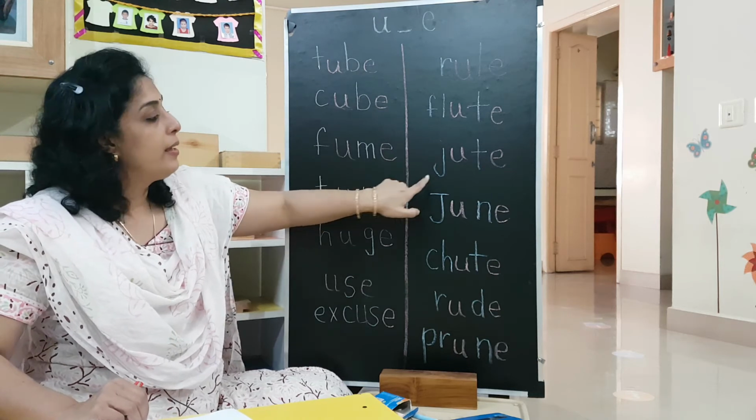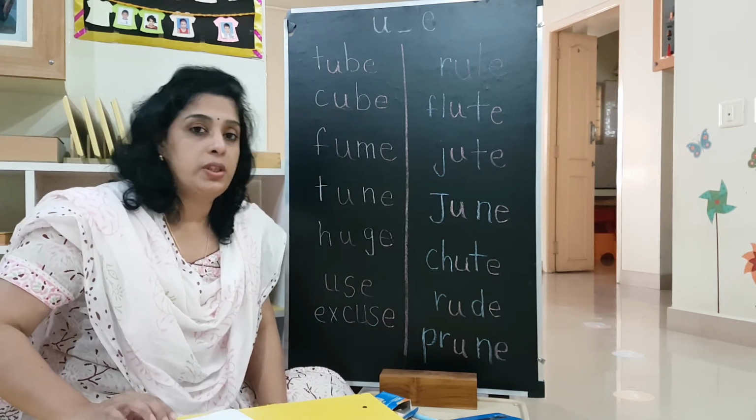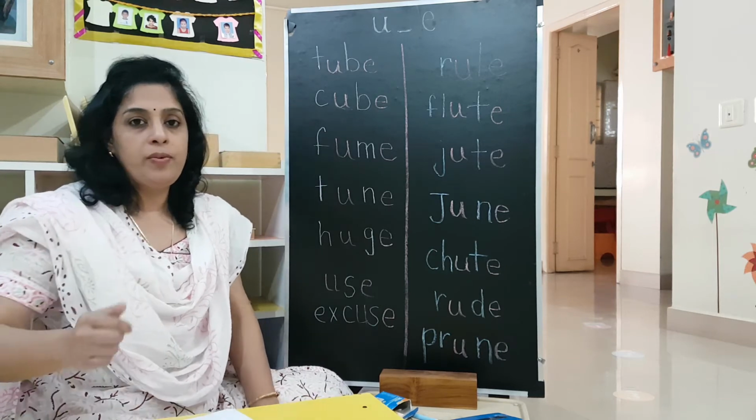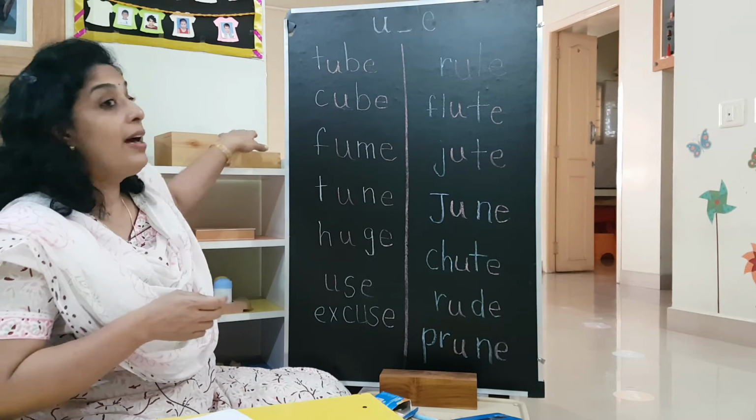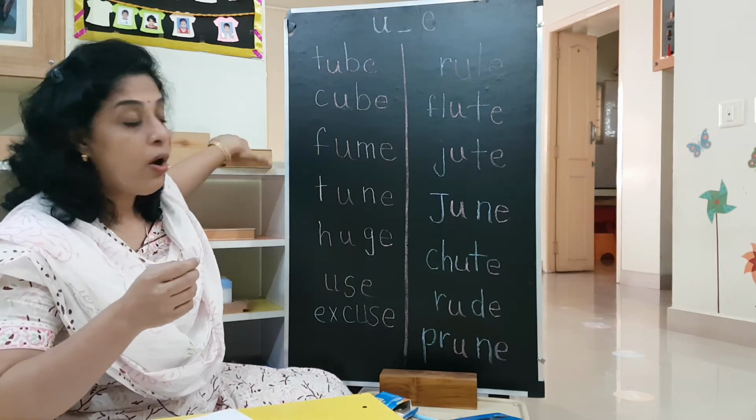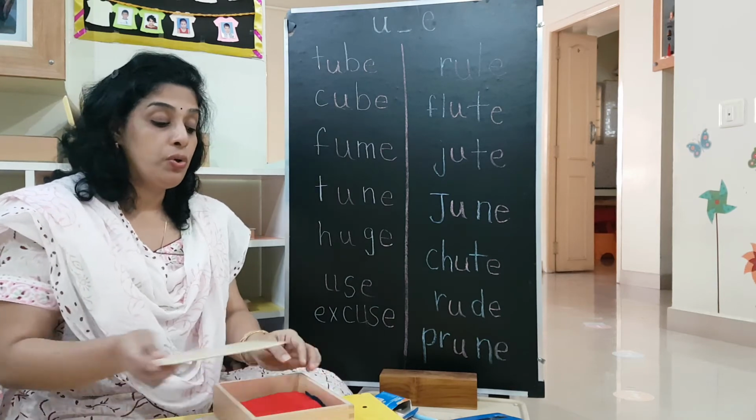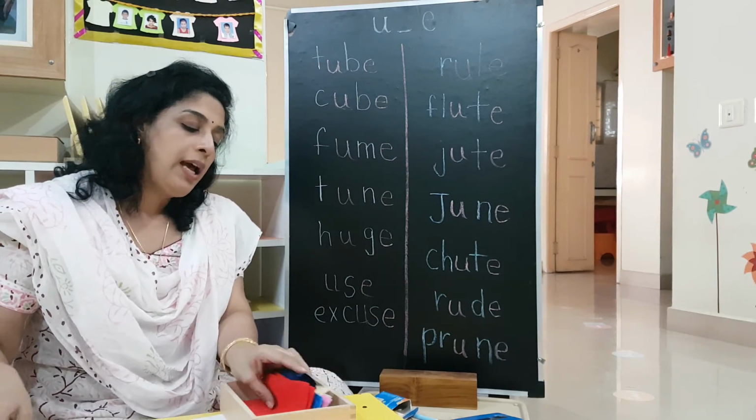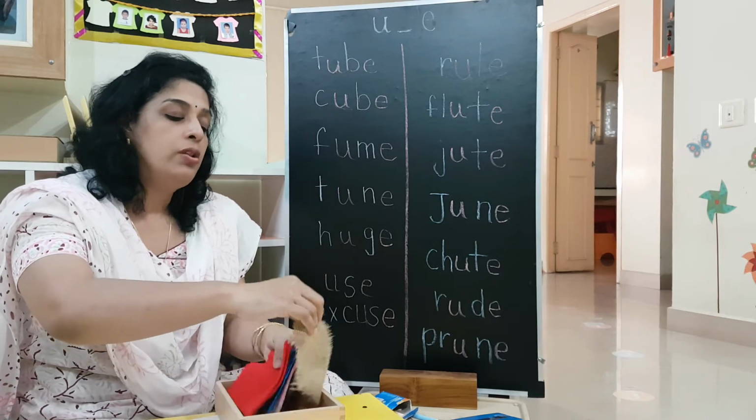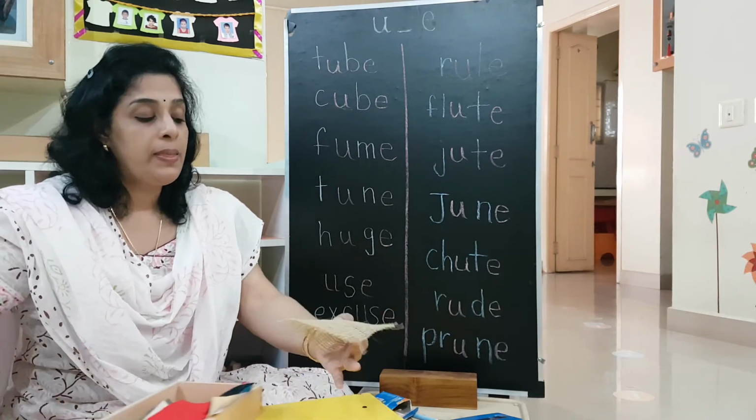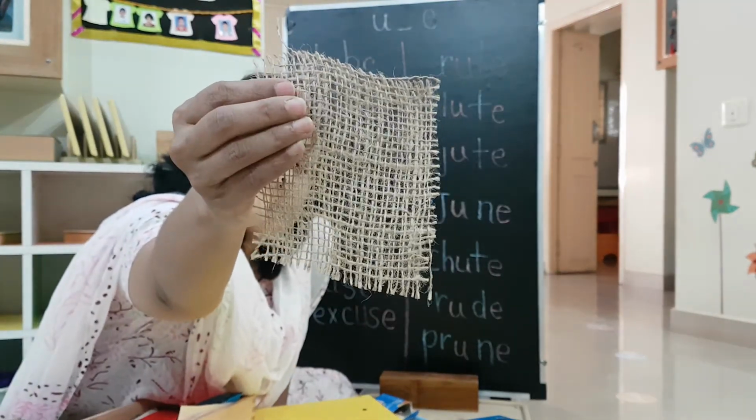Next one. Jute. Jute is a kind of material. For example, this is cotton. Sometimes your mommy will be wearing a silk material, or there may be a velvet material. I have a material here to show you, that is called jute. Maybe you can go home and find out the jute in your house. Okay, this is the jute material.